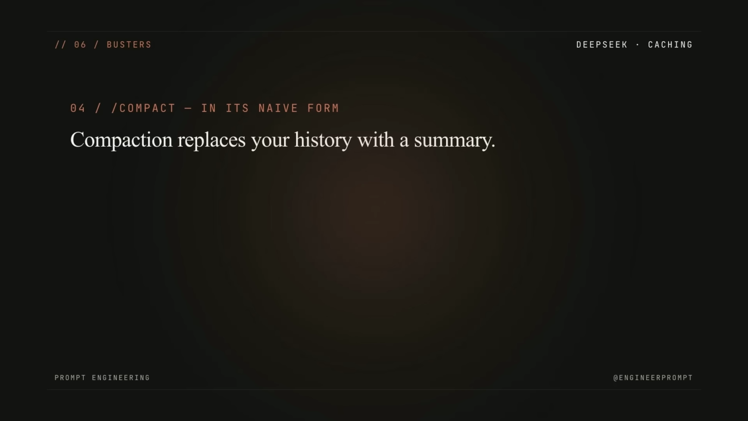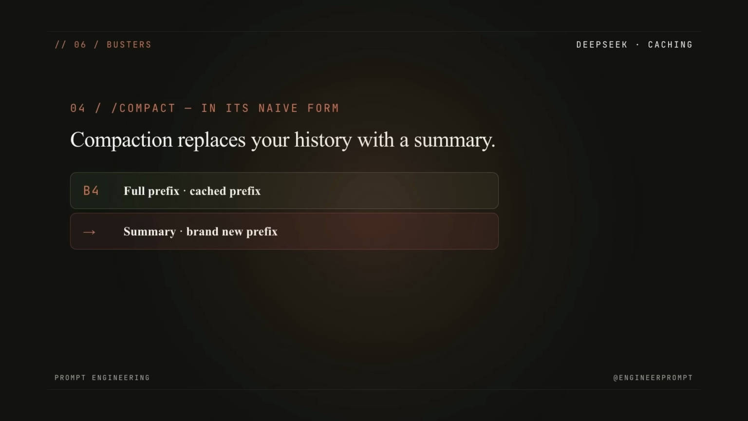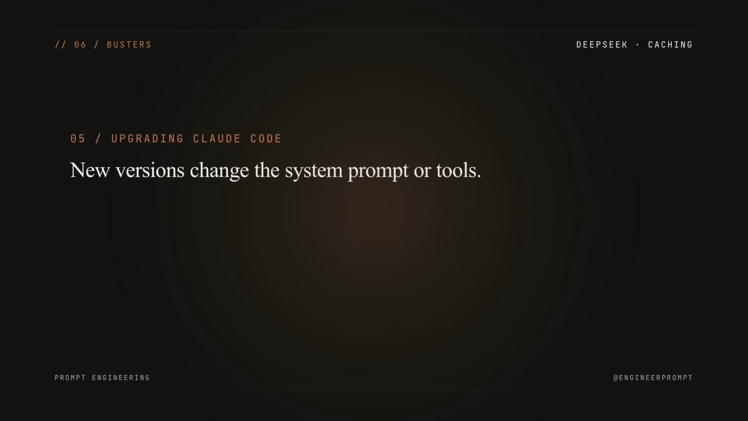Now, number 4, compact in its naive form. Compaction replaces your agent history with a summary, which is a brand new prefix. You need to use it at natural breaks between tasks, not mid-task. Now, number 5 is upgrading Claude Code. New versions of Claude Code are going to change the system prompt or tool definitions. The first request after an upgrade is going to rebuild the entire cache from the top.